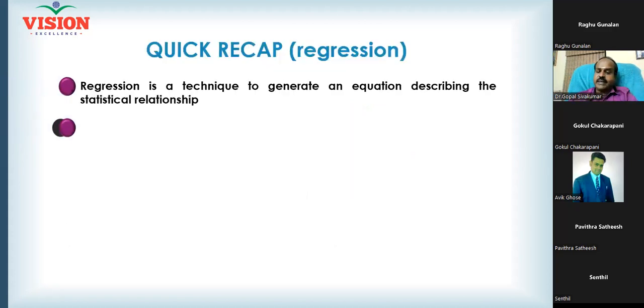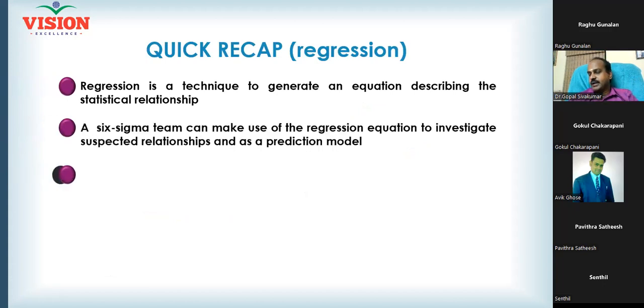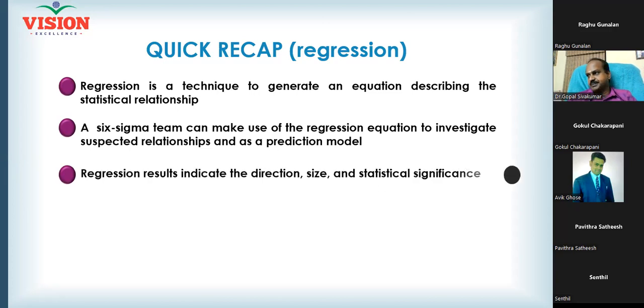So regression is a technique to generate an equation describing the statistical relationship that may exist between X and Y. As a member of the Six Sigma team, you can make use of the regression equation to investigate the suspected relationship a factor can have on a response variable. And if you build the regression equation in a good manner, you can use it as a prediction model so that simply by mere simulation, you can get to know what will happen in real time.